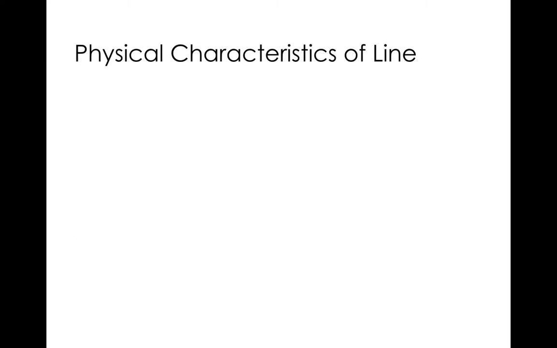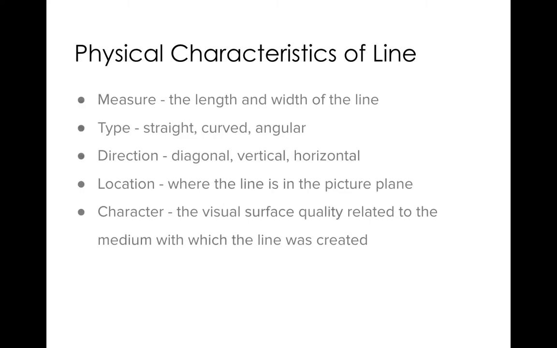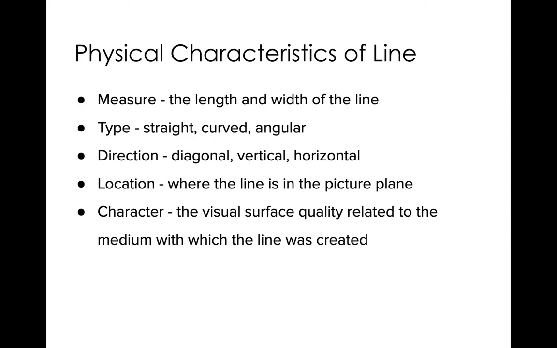There are physical characteristics of lines that help us distinguish one line from another. For example, the measure of a line refers to its length and width. A line can be fat or skinny, long or short. Lines can also be straight, curved, angular, zigzag, dashed, and much more. As you can see, there are many ways to describe the characteristics of a line.